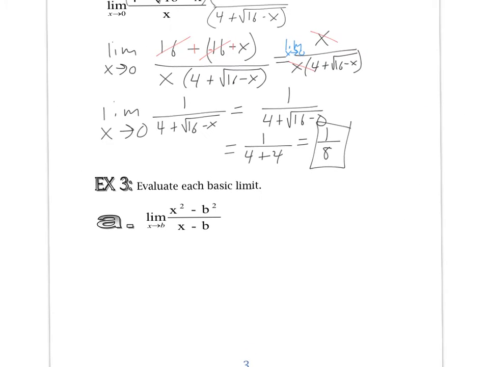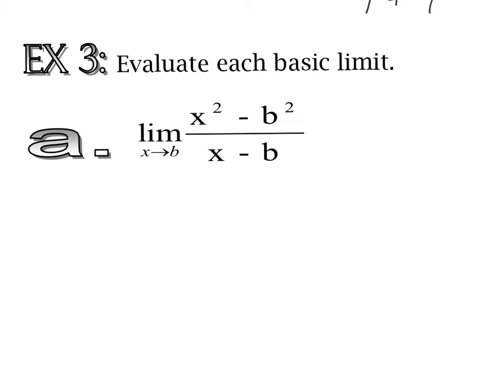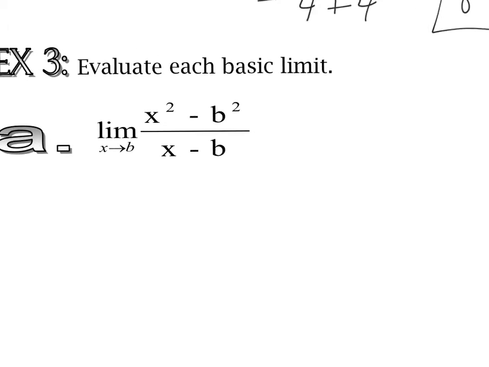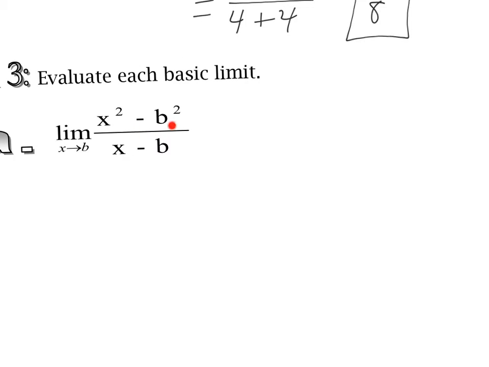Here's another one. This one's interesting because we're not using numbers, we just have these variables, but no big deal. You can see right away, first of all, why you can't just use direct substitution. If you plug a b in for x, you just get b minus b, which is 0. So that's not going to work. But I definitely think we can factor this because it's a difference of squares. So let's go ahead and do that.